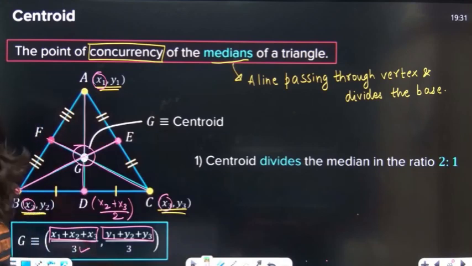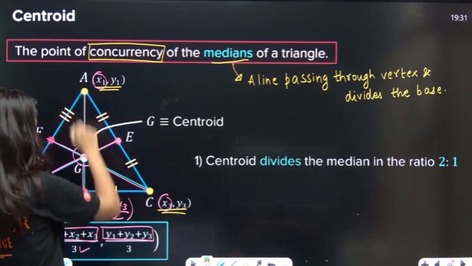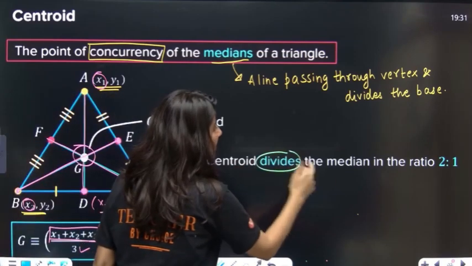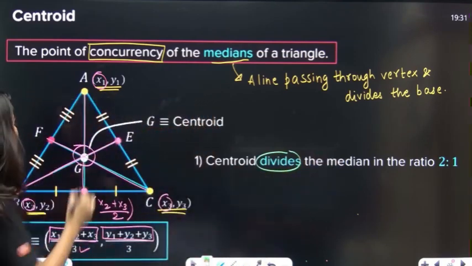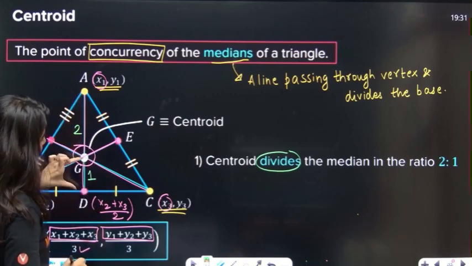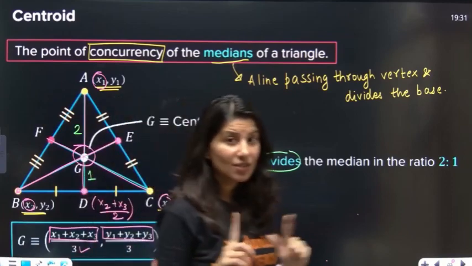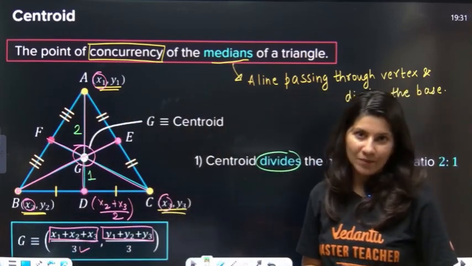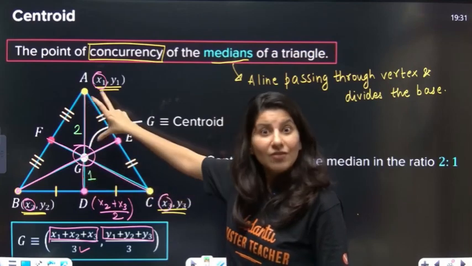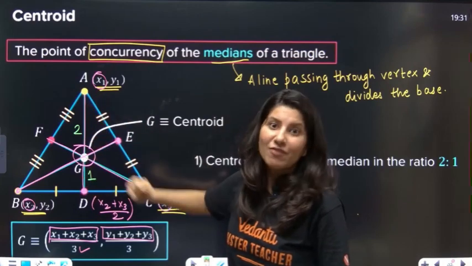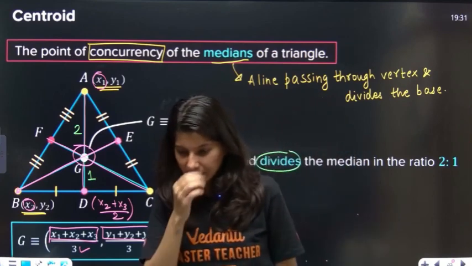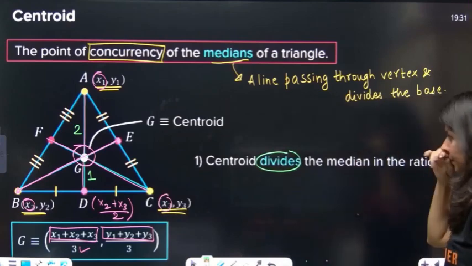And one more thing. Centroid. Can you see this point? Centroid divides the median in the ratio 2:1. This is very much important. So this bigger portion is 2 and the smaller portion is 1. Remember, length is not 2, the ratio is 2:1. So suppose this length is 2, this will be 1. If this length is 4, this length will be 2. If this length is 10, this length will be 5. So the ratio is 2:1.